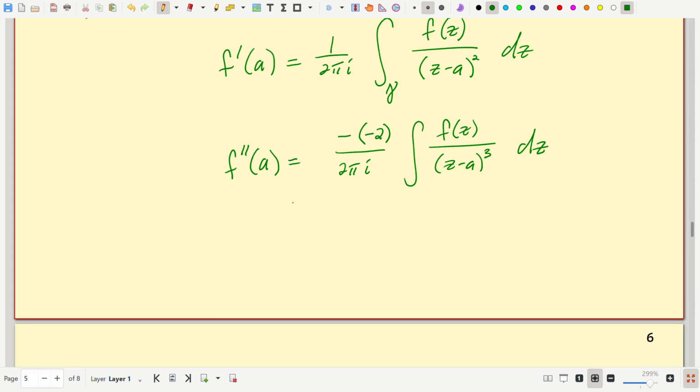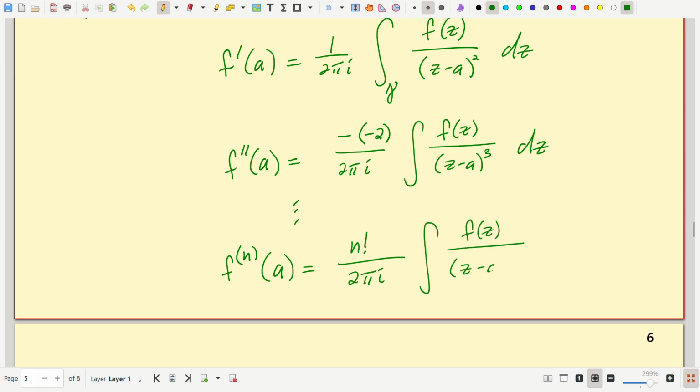And et cetera, you can keep doing it. And let's say you do it n times. The nth derivative at a would be, when you do it n times, you get n factorial up here. And here, on the last one, you'd get z minus a to the n plus first power. Those are going to be very useful. In fact, next time, I'm going to demonstrate the fundamental theorem of algebra using only these facts.